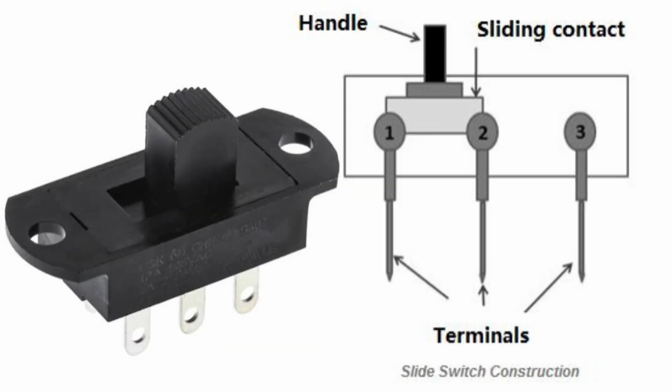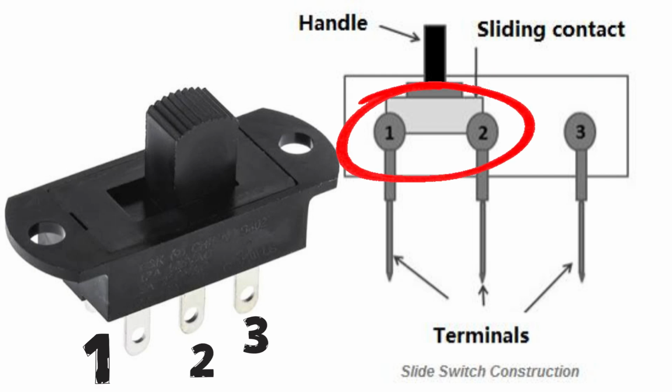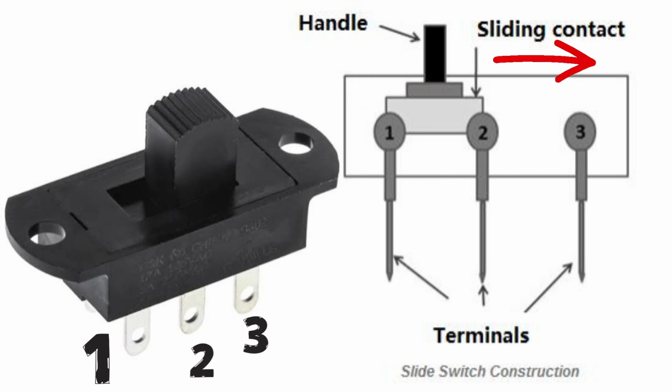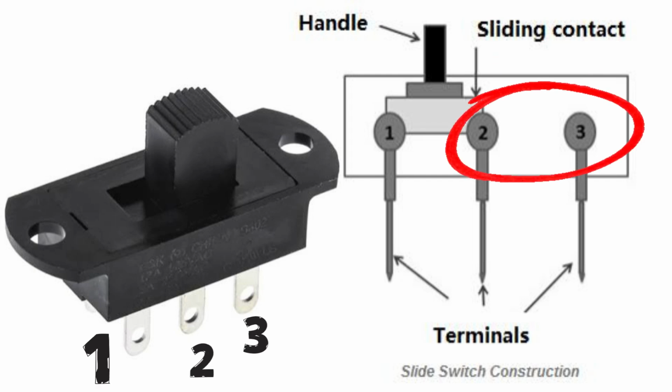Now let's look at the slide switch. As you can see, this is a common slide switch. It has three terminals, with the middle terminal acting as the common terminal. When we slide the switch to one side, the common terminal connects to one outer terminal. When we slide it to the other side, the common terminal connects to the opposite outer terminal.